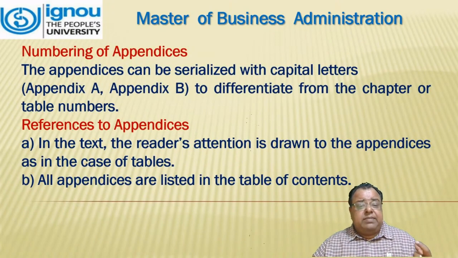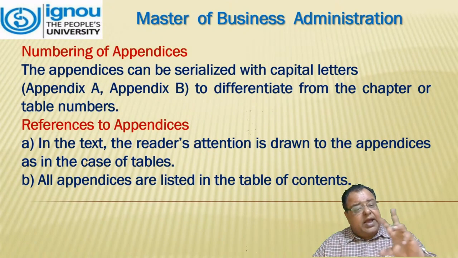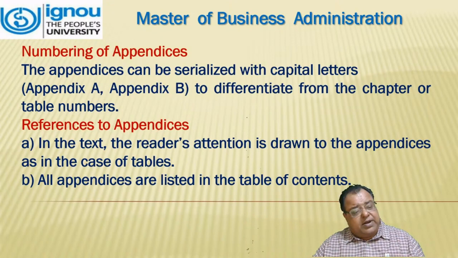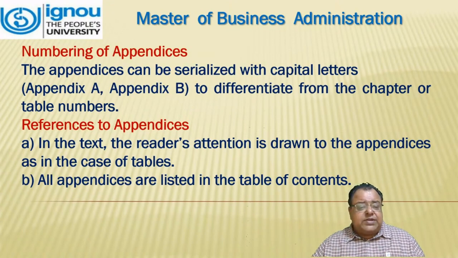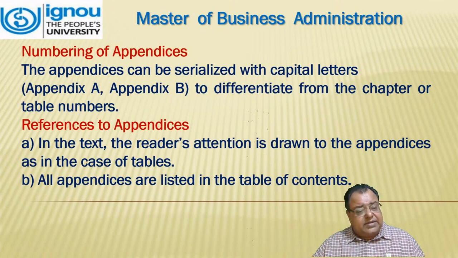Numbering of appendices. The appendices can be serialized with capital letters, Appendix A, Appendix B, to differentiate from the chapter or the table numbers. References to appendices. In the text, the reader's attention is drawn to the appendices as in the case of tables. All appendices are listed in the table of contents.